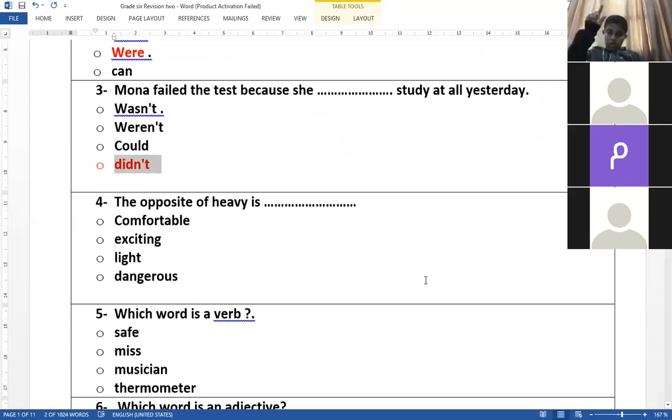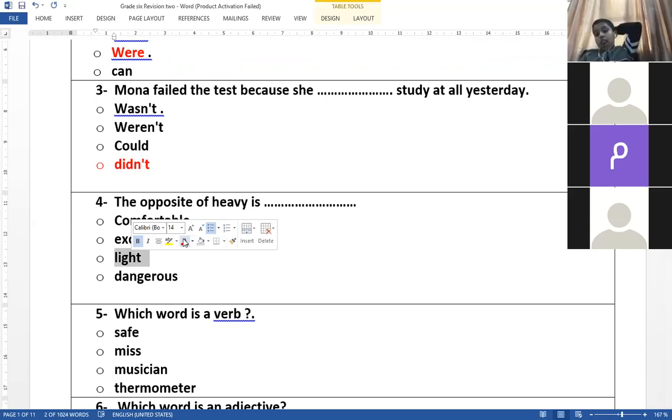Muhammad Isa, number four. The opposite of heavy is comfortable, exciting, light, dangerous. The opposite of heavy is? Light. The opposite of dangerous is safe. The opposite of exciting is boring. And the opposite of comfortable, uncomfortable. Do you understand? Thank you, my dear.